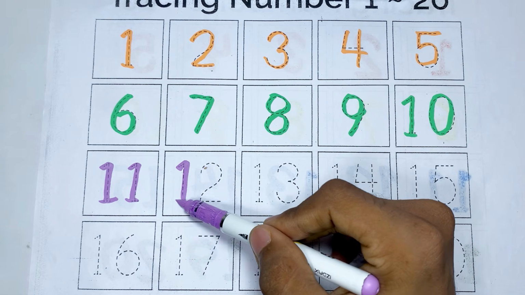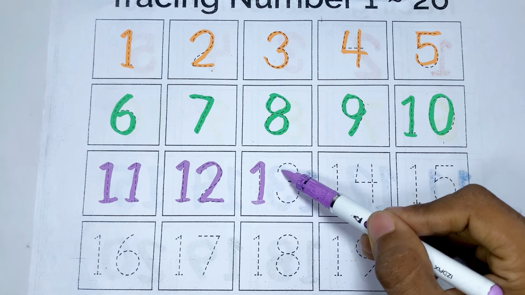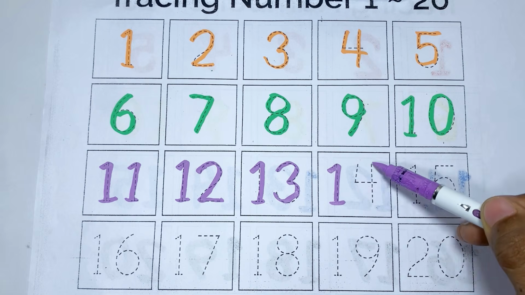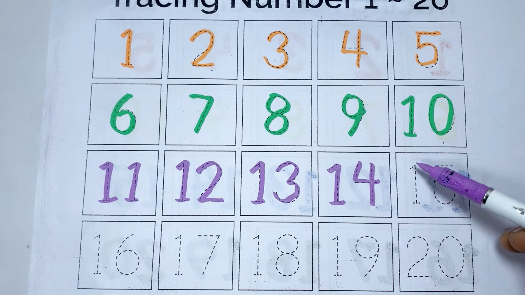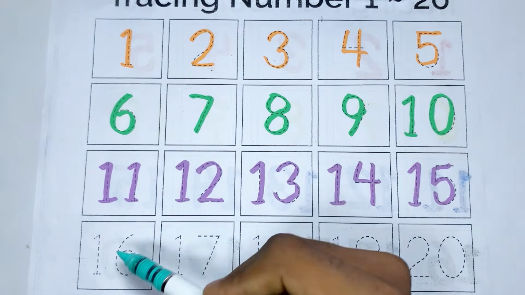11, 12, 13, 14, and 15. Kids, now you draw 16 and use gray color.